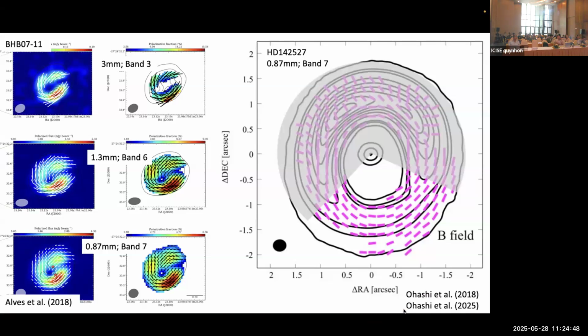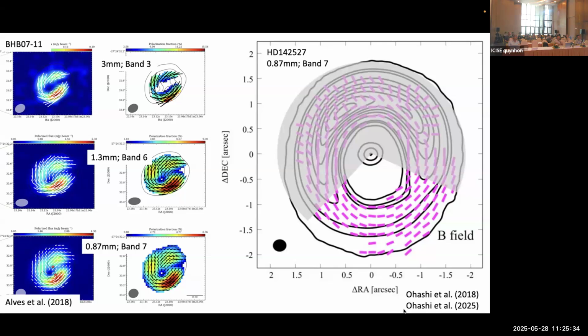Beyond the scattering, there are some cases that we believe come from grain alignment. For example, this is some of the best examples. In the Alves paper, they studied the BHB07-11 system. At different wavelengths, at bands 3, 6, and 7, you see a consistent polarization pattern across the 3 bands. So this is not what you see in scattering at all. And more importantly, the polarization fraction is higher and higher as you go to longer and longer wavelengths. This is also not what scattering will produce. So we believe in this case, we are getting some grain alignment. And they are claiming this is from magnetic field, but I'm not sure.